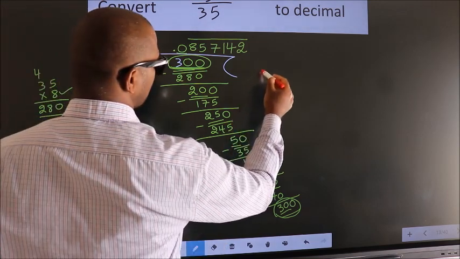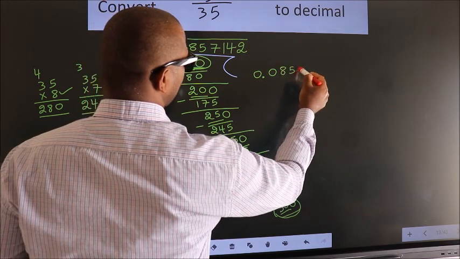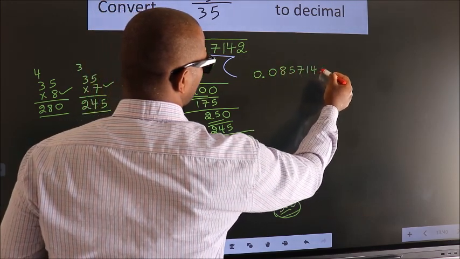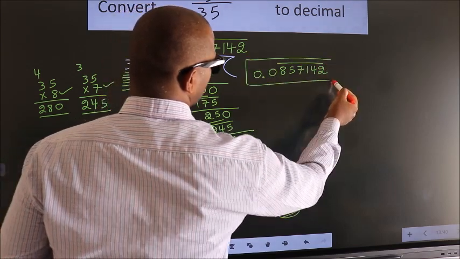Therefore, our answer is 0.0857142, with a bar on these numbers. This is our answer.